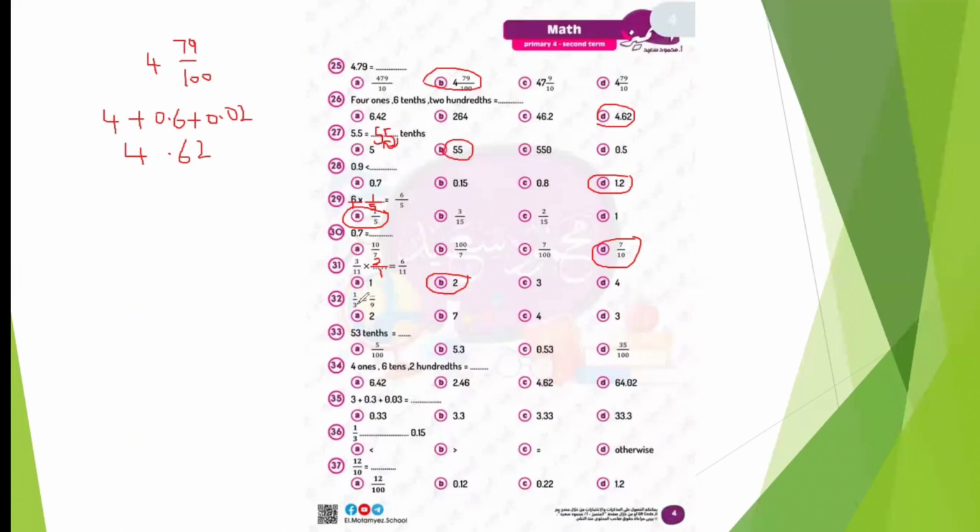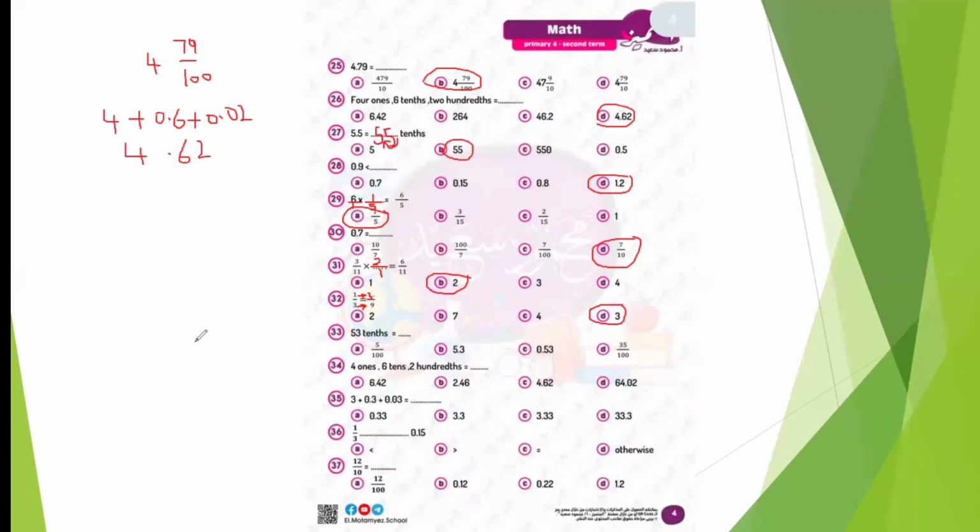32. 1/3 equal how many ninths? We multiply the denominator by 3. 3 times 3 equals 9. As I multiply denominator by 3, I have to multiply numerator also by 3. 1 times 3 equals 3. So the answer is 3 over 9. So the missing number is 3.